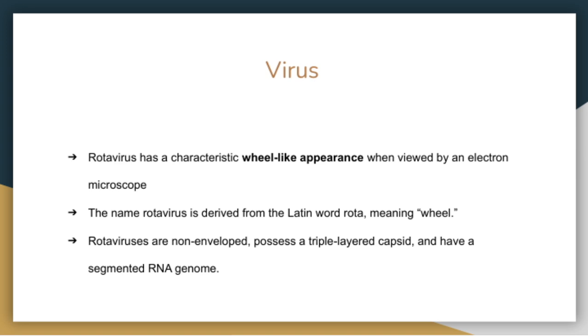Speaking of genetic material, rotaviruses have a segmented RNA genome, meaning their genetic information is divided into multiple pieces rather than one continuous strand. This segmentation plays a role in their ability to evolve and sometimes reassort, which can impact how we approach treatment and prevention. Overall, these features, its wheel-like shape, layered capsid, and segmented RNA, are key to understanding how rotavirus infects cells and why it's such a resilient pathogen.